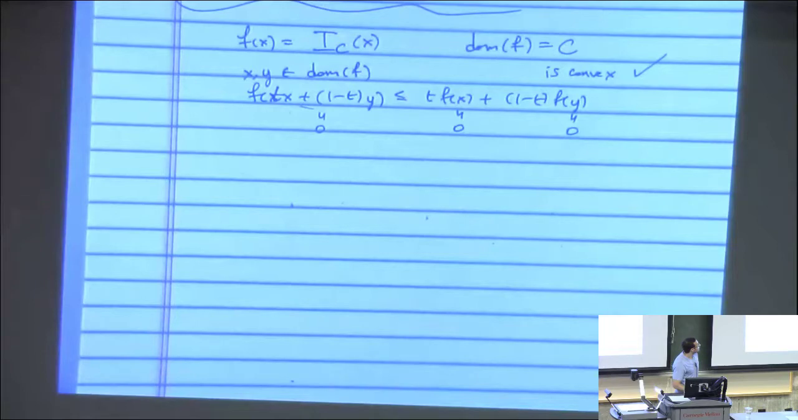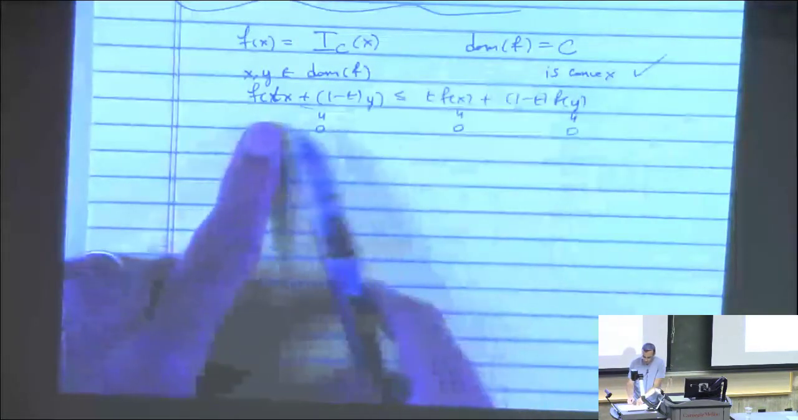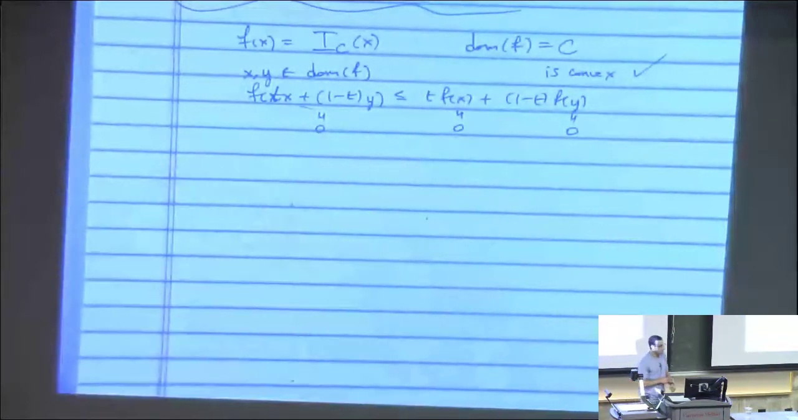Okay. And you can see why that's true, because if C wasn't convex, well, first of all, this would break, but also I could make this infinite somehow by leaving the set. The left-hand side could be made infinite.